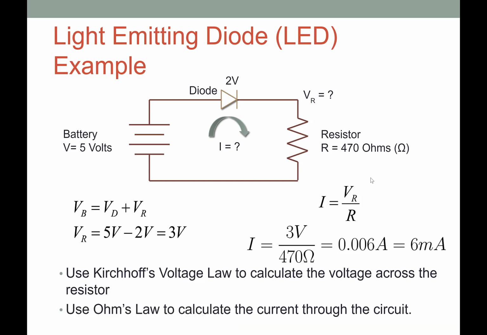I can then apply Ohm's law. The current through the circuit, which is going to be the same as the current across this resistor, is equal to the voltage drop across the resistor divided by the resistance. So I just plug those numbers in and I get 0.006 amps or 6 milliamps, which is below the 10 milliamps, which is sort of optimal for the diode, but it will still work. It just won't be quite as bright.